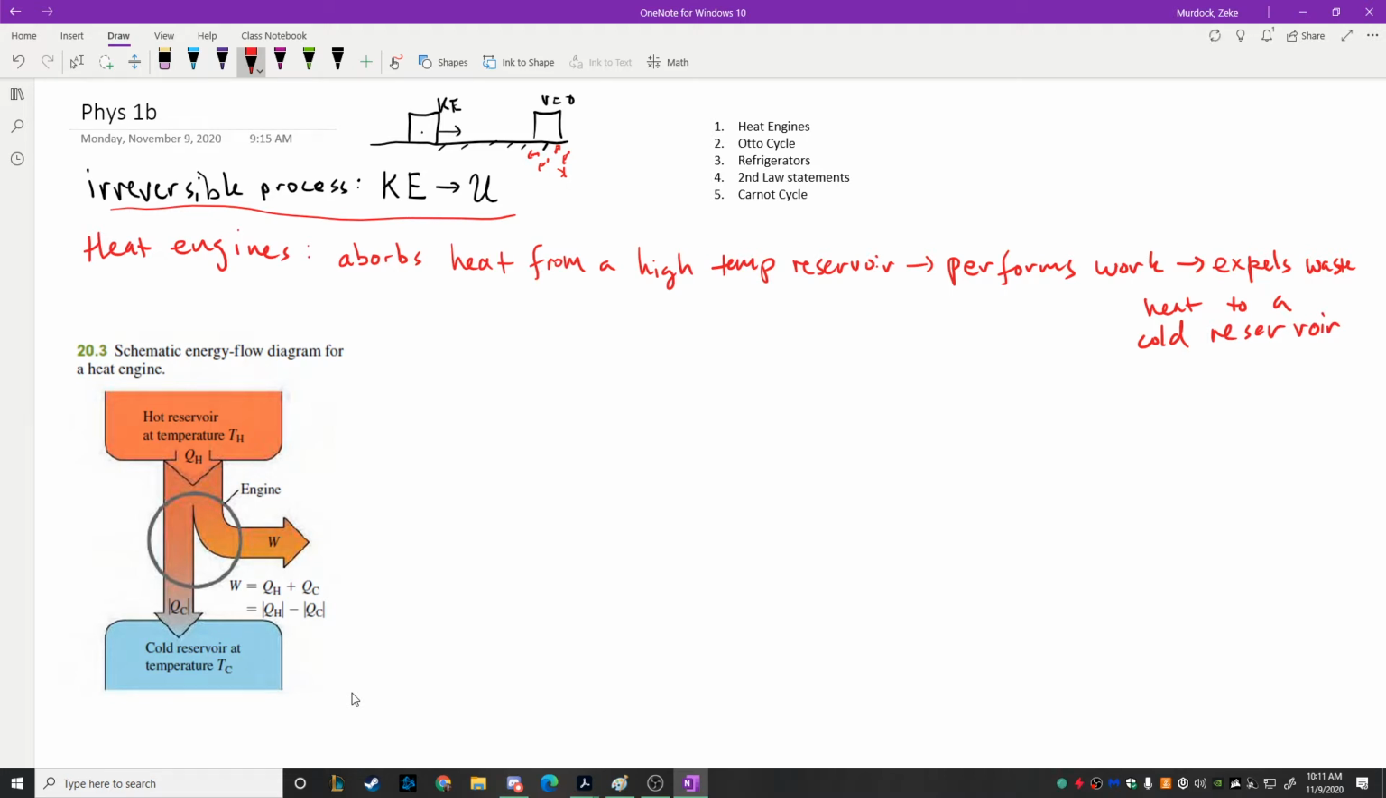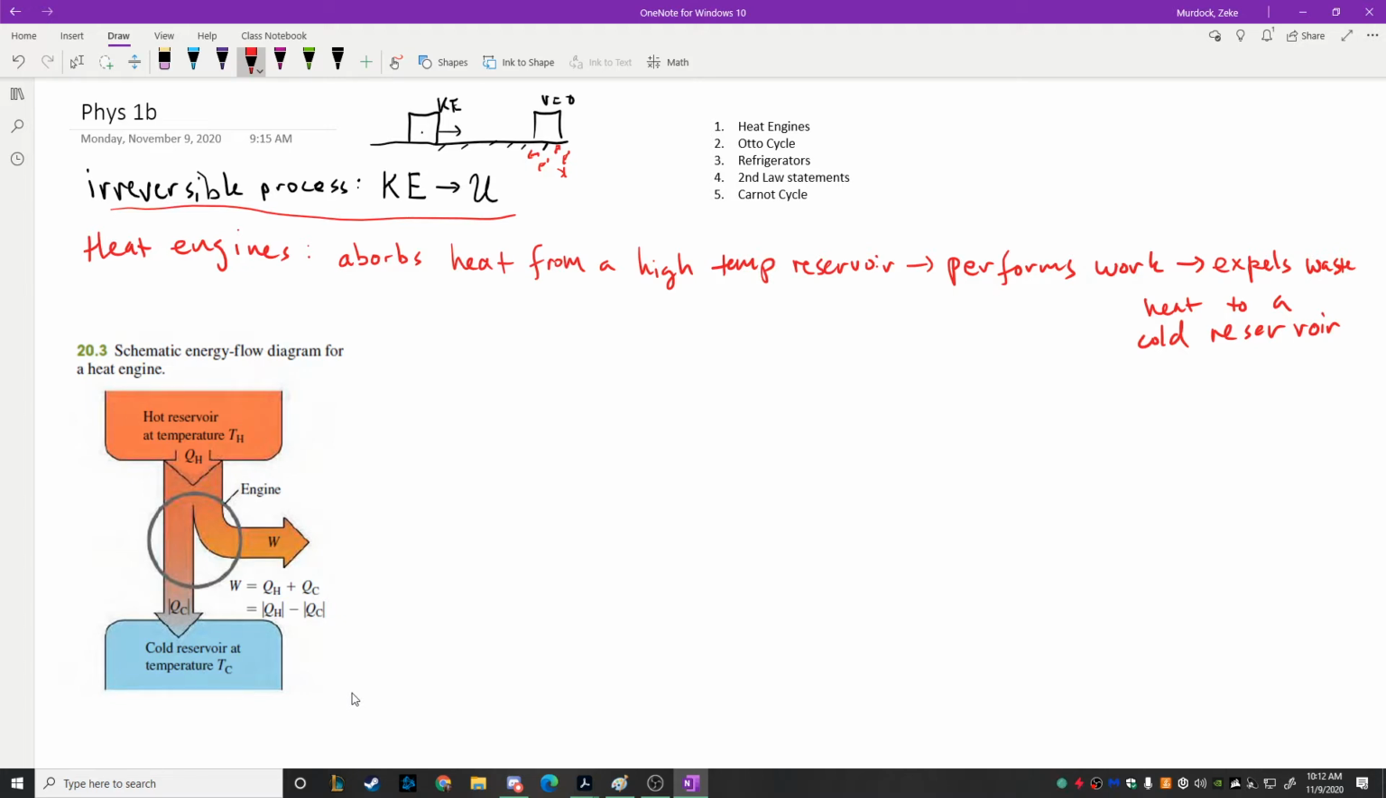So you have a hot reservoir. This here is a picture. We're going to use these types of pictures to describe these processes. You have a hot reservoir at temperature TH. It inputs heat into our engine. The engine is this nebulous circle right here. The engine then does work, so work comes out of the system.